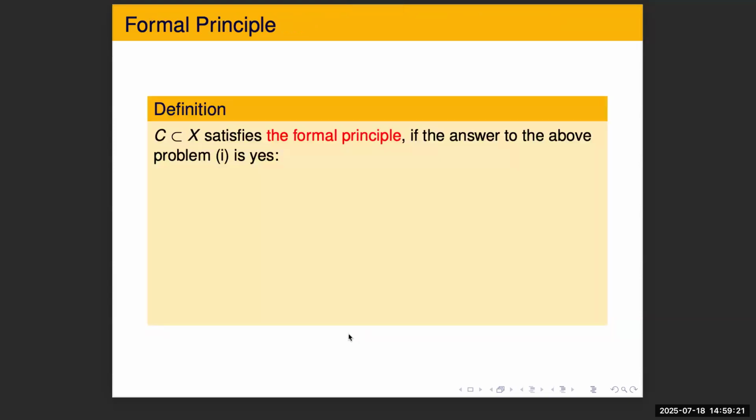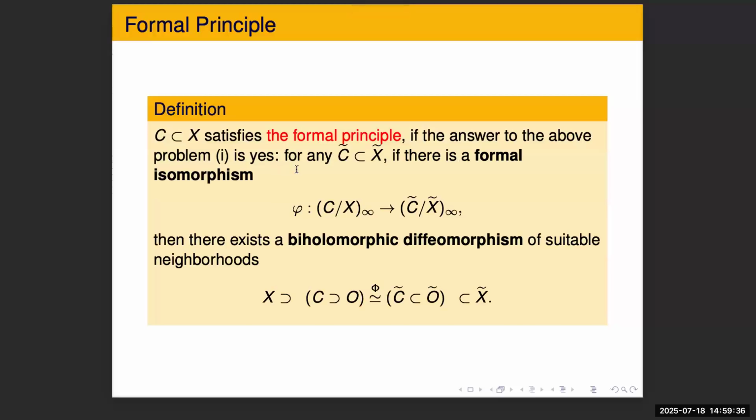So here's the definition. A compact complex submanifold satisfies the formal principle if the answer to the above problem 1 is yes. Namely, we satisfy the formal principle if for any other submanifold in any other complex manifold with a formal isomorphism between the formal neighborhoods, that implies that there exists a biholomorphic diffeomorphism of suitable neighborhoods. So if this property holds, then we say that the submanifold satisfies the formal principle.